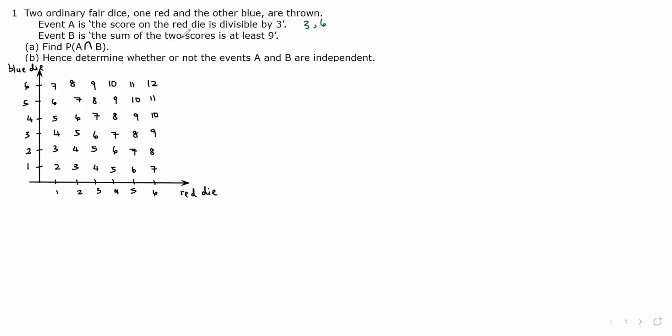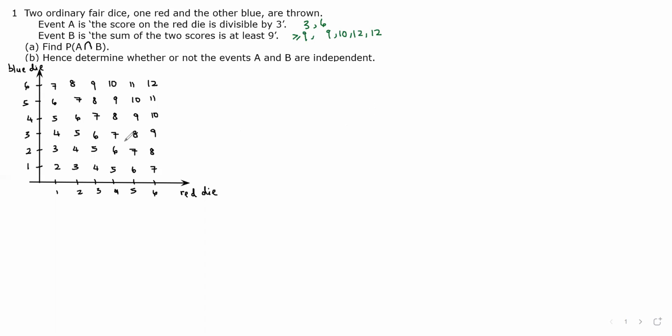And event B is the sum of the two scores that is at least 9. So the sum of two scores that is at least 9, we have greater than or equal to 9. So we have 9, 10, 11, 12 as the sum of the two scores. So part A, find the probability of A intersect B.